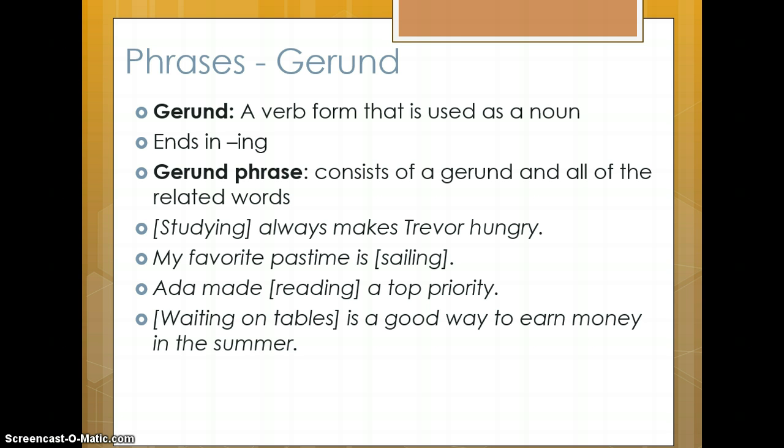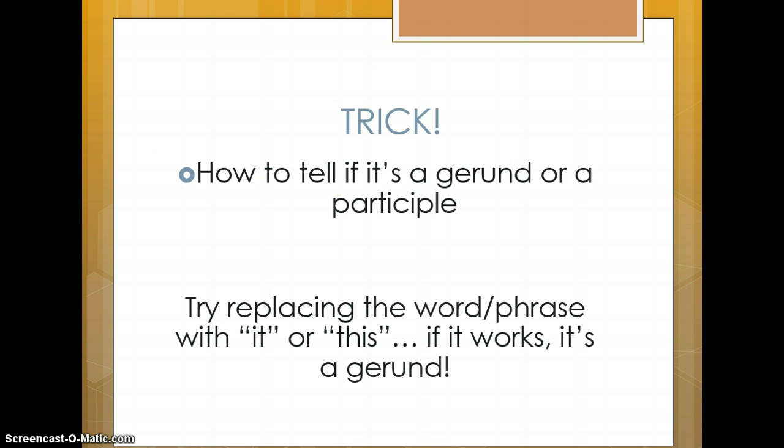Now, right now, you might be wondering, well, wait a minute. Participles. I know that present participles end in ing, and that's my clue as to how I know they're a participle. Well, if gerunds also end in ing and they're both verbs, how do I know whether I've got a gerund and a gerund phrase or a participle and a participial phrase? There's a trick for this.